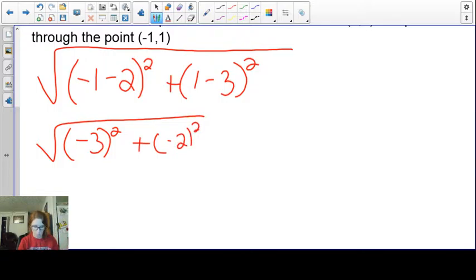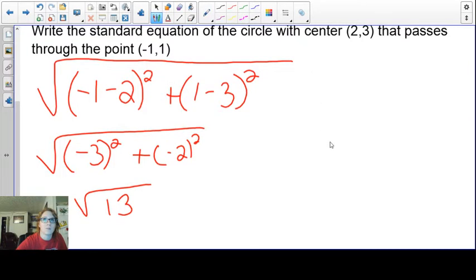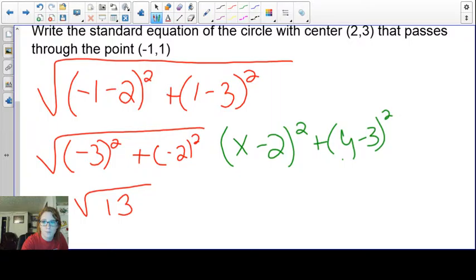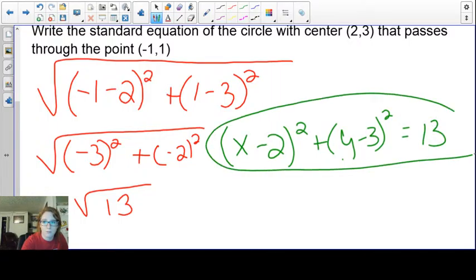Plus that -2 squared. So -3 squared gives me 9. -2 squared gives me 4. 9 plus 4 gives me the square root of 13. So my answer is x minus 2 squared plus y minus 3 squared equals 13. So good, not really too bad.